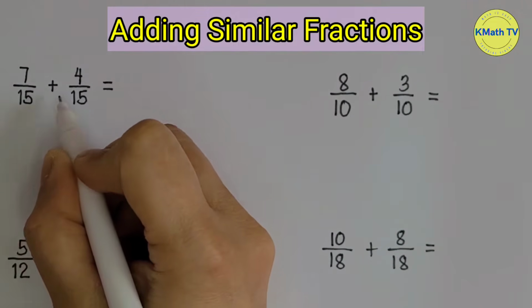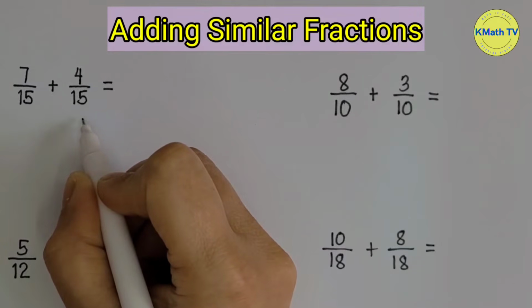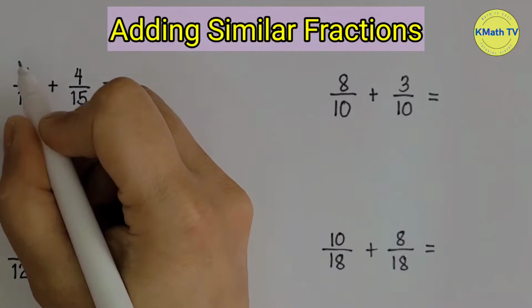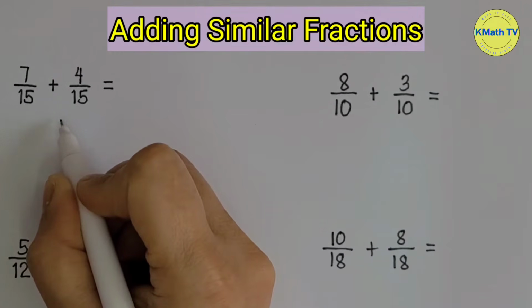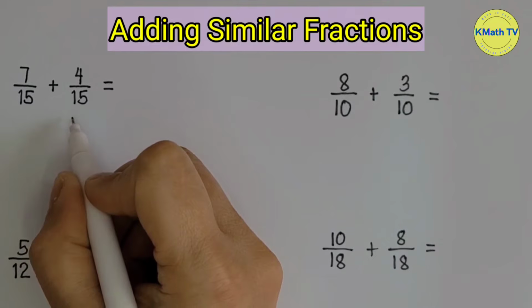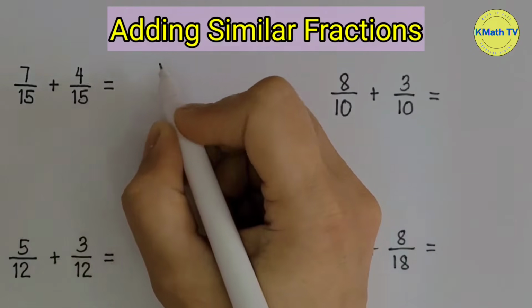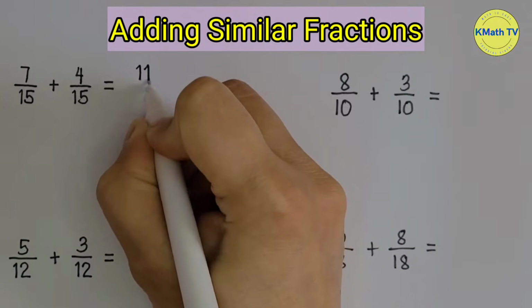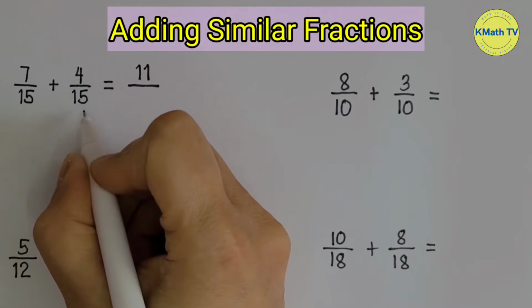7/15 plus 4/15. To add similar fractions, we need to add the numerators and copy the common denominator. Then, we need to reduce the answer to lowest term if possible. Okay, let's answer this. So let's add the numerators. 7 plus 4 equals 11. Next, copy the common denominator, 15.